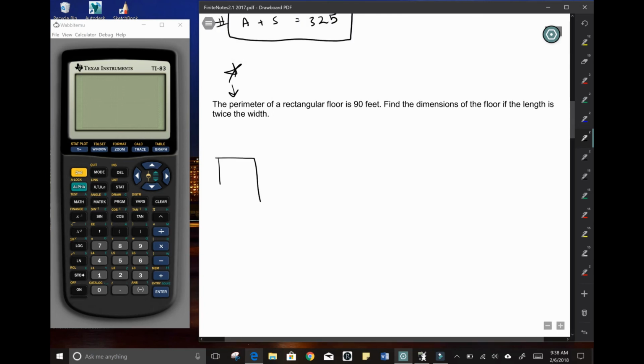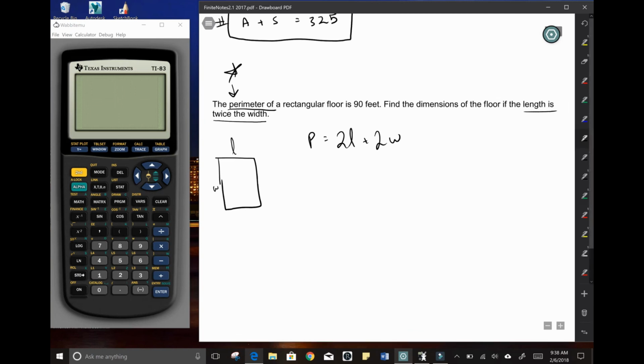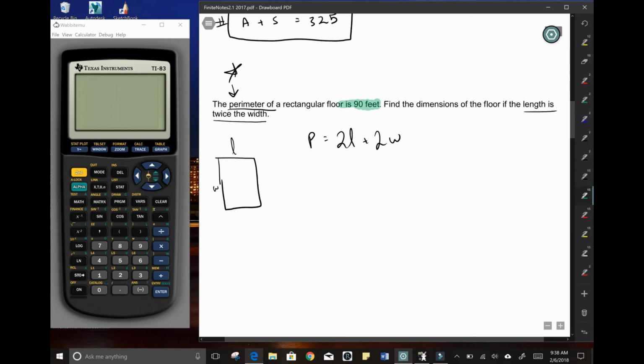Okay, so we have a rectangle. We want to find the dimensions, length and width. First, let's remember what perimeter is. Perimeter is equal to 2 times the length plus 2 times the width. Okay, the length is twice the width. This is where students get a little confused. First off, let's just fill in some stuff. We know the perimeter is 90. So instead of P, let's make that 90 equals 2 times the length plus 2 times the width. Our second equation is going to involve the length is twice the width.